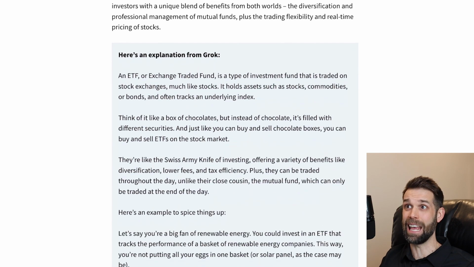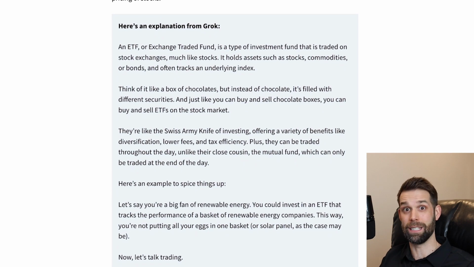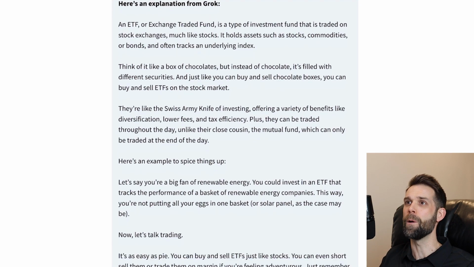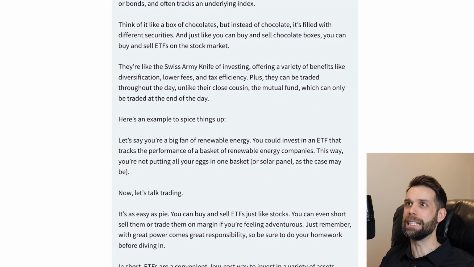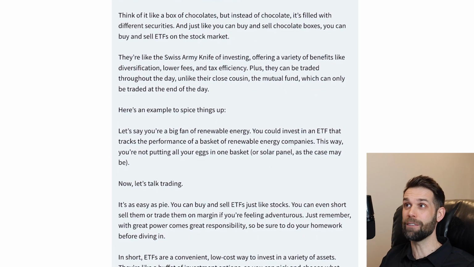And here is the example that I got when I asked Grok, what is an ETF? Can you give me a good example? It says, think of an ETF like a box of chocolates, but instead of chocolate, it's filled with different securities. And just like you can buy and sell chocolate boxes, you can buy and sell ETFs on the stock market. They're like the Swiss Army knife of investing, offering a variety of benefits like diversification, lower fees, and tax efficiency. Plus, they can be traded throughout the day, unlike their close cousin, the mutual fund, which can only be traded at the end of the day.